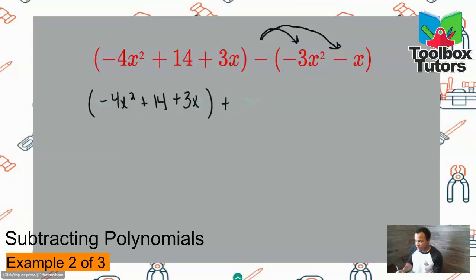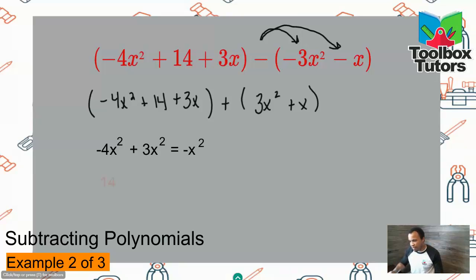But the minus sign would change to a plus, and this negative 3x squared would change to a positive 3x squared, and this negative x would change to a positive x. From here, all we have to do is combine like terms. So first, starting with negative 4x squared, we have 3x squared, that's a like term in the second parentheses. So negative 4x squared plus 3x squared gives us negative x squared.